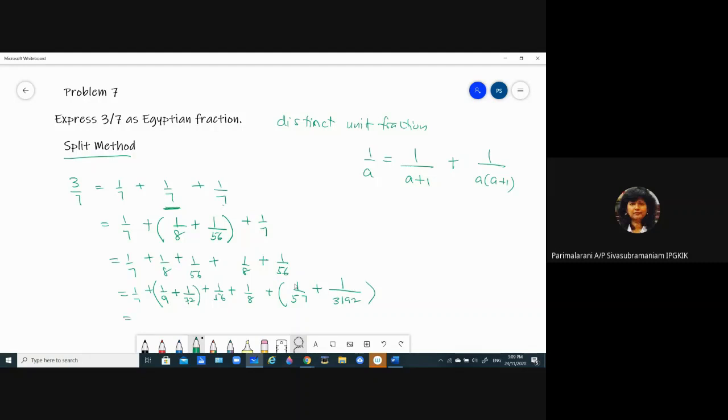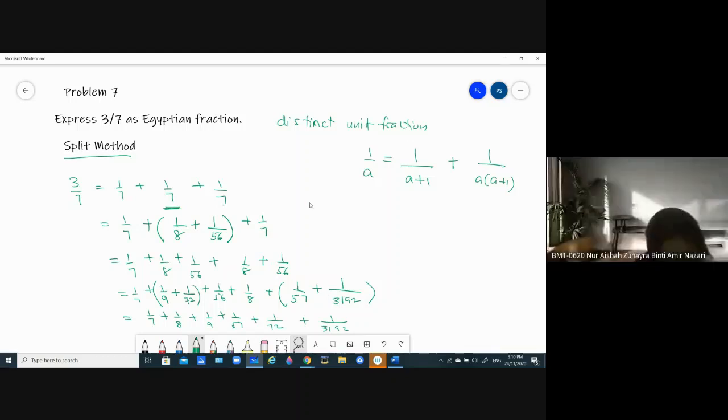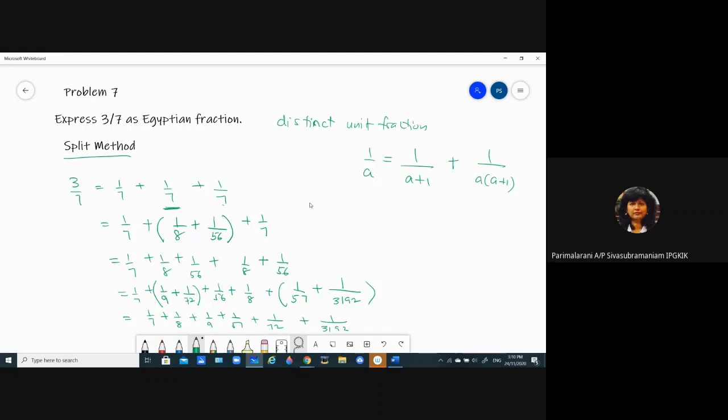So now, to make it easier, we can rearrange it: 1 over 7 plus 1 over 8 plus 1 over 9 plus 1 over 57 plus 1 over 72 plus 1 over 3192. Is this method easy? Much easier? Yes. Okay, so this is how you change a common fraction to Egyptian fractions. A lot of problems concern Egyptian fractions when it comes to rational numbers. To understand rational numbers, we must be able to do all these things. Then we know clearly what rational numbers consist of.